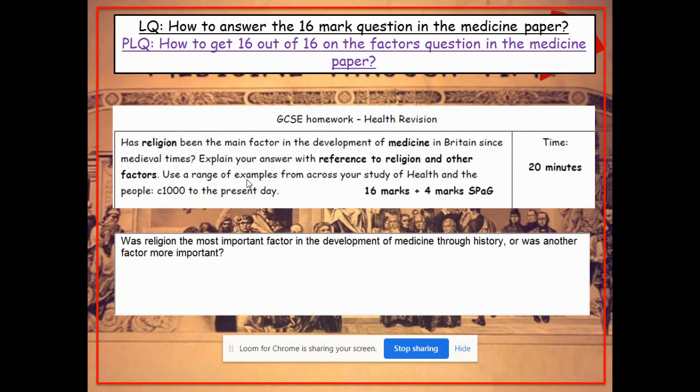Remember also with this question, looking at the marks, you've got 16 marks for the actual question and then 4 marks for spelling and grammar. So make sure you're using punctuation, paragraphs, capital letters in the right places, and full stops where you need to as well, to make sure you're getting those nice and easy punctuation, spelling and grammar marks.